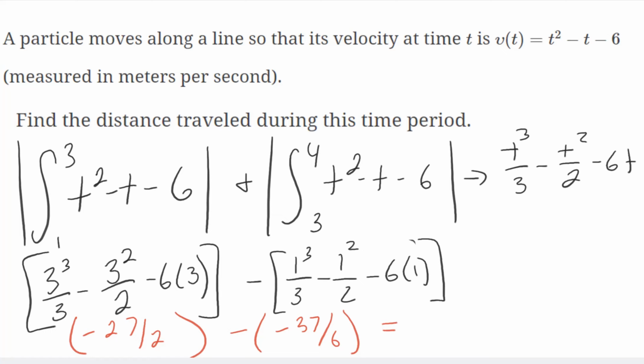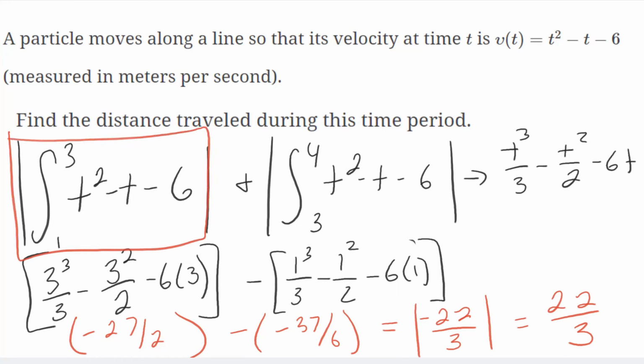And then I have minus negative 37 over 6. So negative 27 over 2 plus 37 over 6 is negative 22 over 3. Since I do the absolute value of that, it is 22 over 3. So that's the first part. I'm just using a calculator to do all the fractions now.